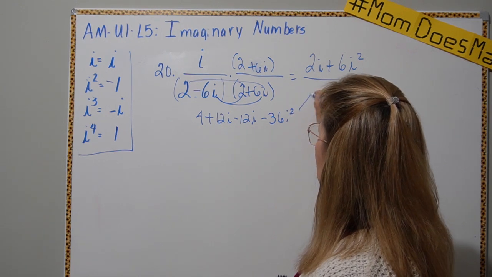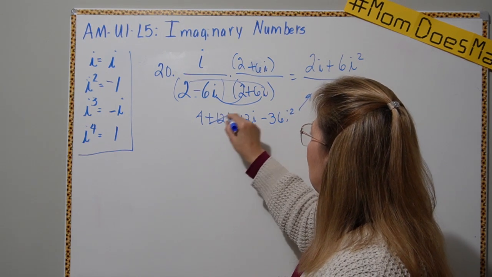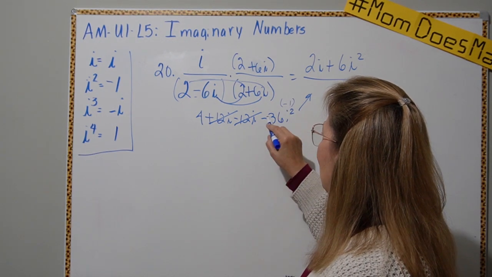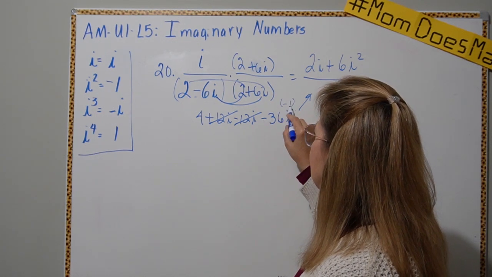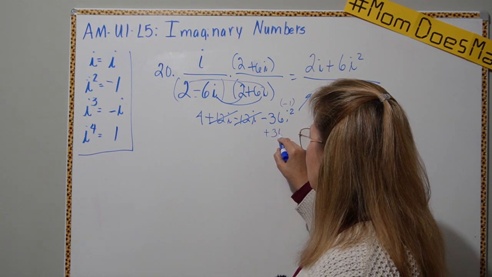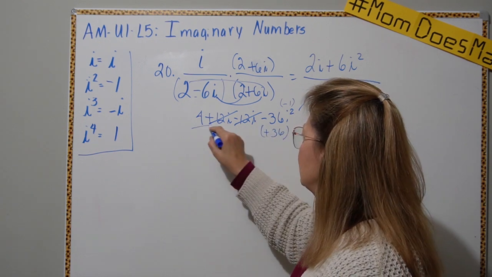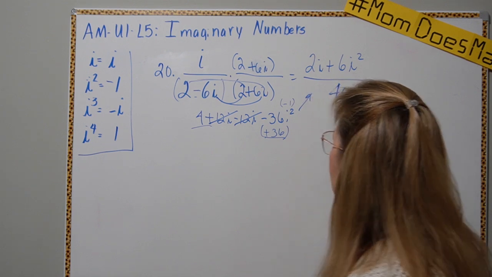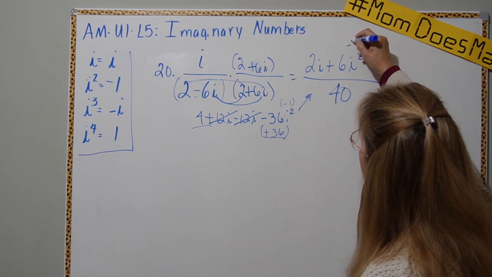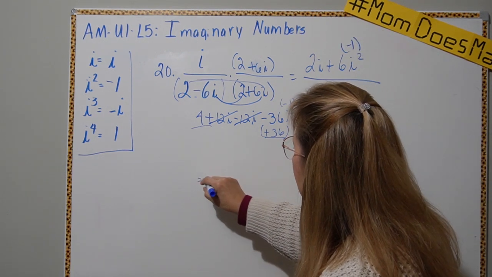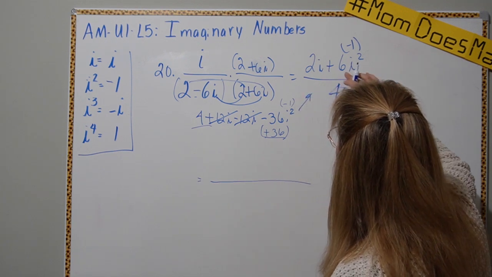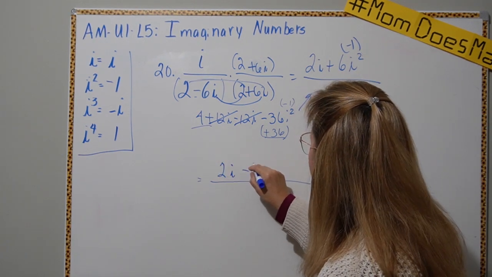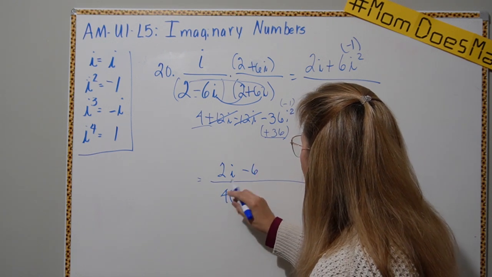And cleaning that up before I bring it over here, these two things cancel out. This is negative 1, and negative 36 times negative 1 changes to positive 36, and 4 plus 36 is 40. All right, now this was also a negative 1, so let's clean it up some more. And 6 times negative 1 was negative 6, so now I have 2i minus 6 over 40.